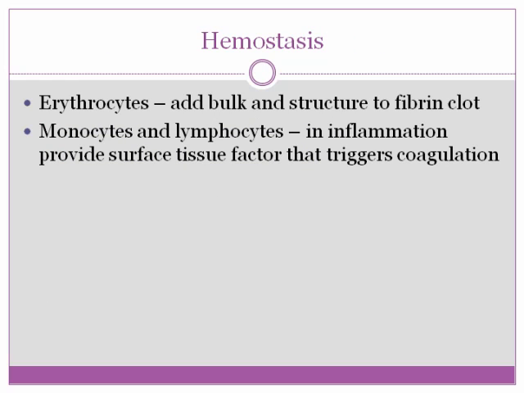And then let's quickly talk about the red cells and monocytes that I mentioned earlier. The way that they play a role in this is red cells will come along to that fibrin clot and just add more structure and bulk to it to make it bigger and more stable. And then the monocytes and lymphocytes play a role with inflammation and triggering the coagulation.